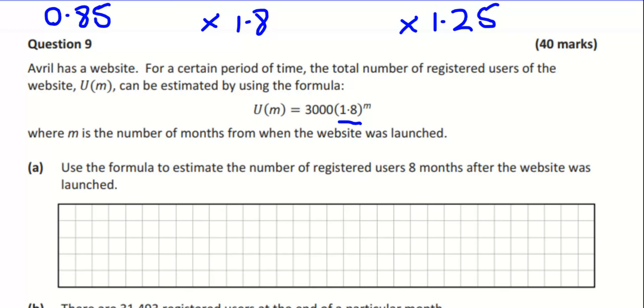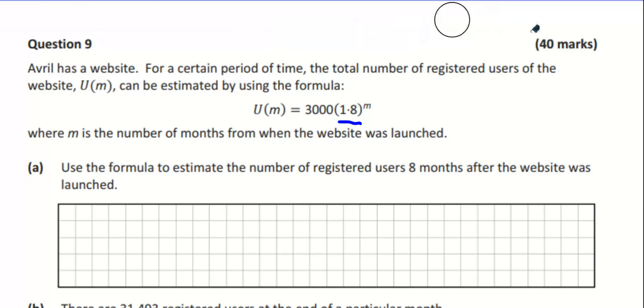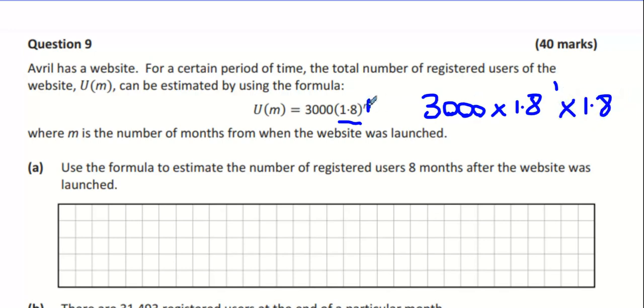So what's going to happen in this equation every single time? For example, in month 1, if we multiply it by 1.8 once, what will happen there? We increase it by 80% once. If we multiply by 1.8 twice, what would that mean? You're increasing its value by 80% twice.